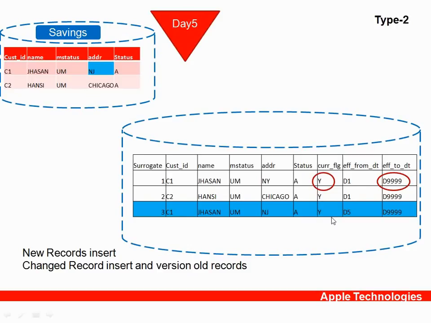If you leave it, what happens? Generally, why are we using this current flag? The current flag will tell you which of all these records is the latest record and which is the old record. Right now we have two Y, so it is actually wrong. So in a type 2, the new record insert is fine, and the changed record insert is also fine. If you leave it, there is a problem because both are having Y. So that's why, whenever you are inserting a new record, changed record insert.